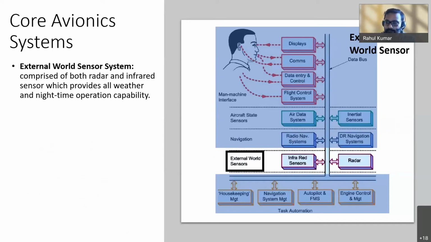The next type of avionics system is your external world sensor system, right? It basically comprises your infrared sensors and your radar, which allow the aircraft to fly in different weather conditions and even in night time. Okay, even in the dark the aircraft can fly.